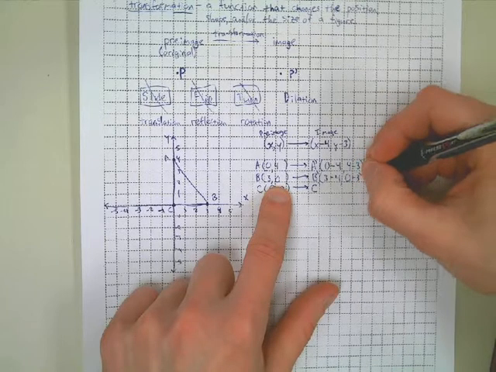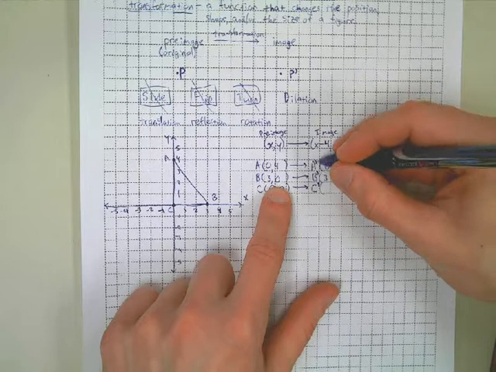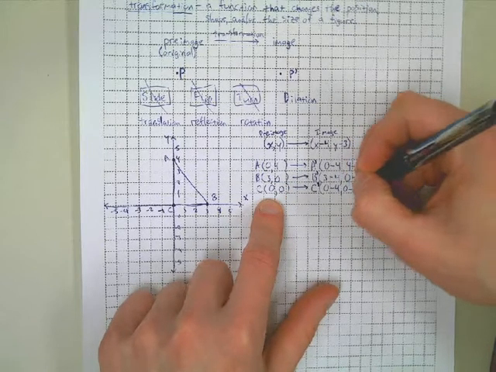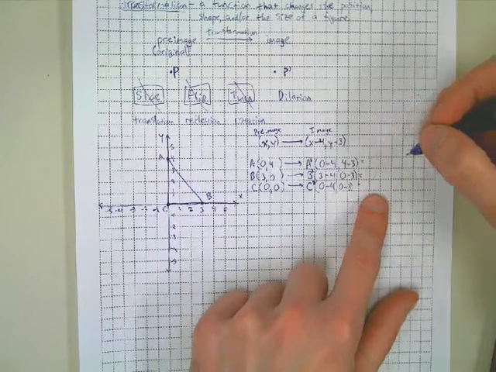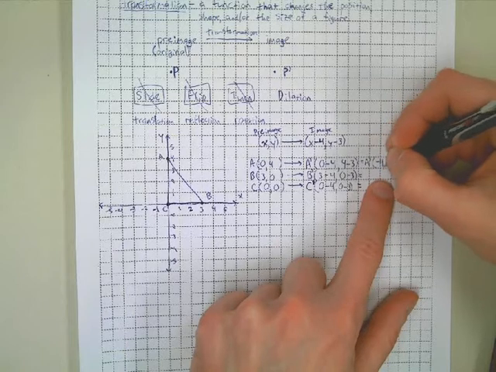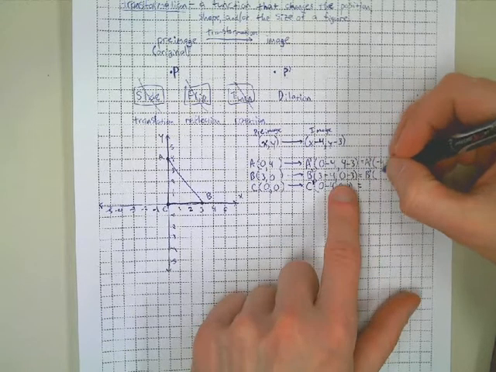Okay, and so I'm going to go ahead and just make sure we get those coordinates in there. So that means A prime is really negative 4, comma 1. B prime, when I do that math, 3 minus 4 is negative 1. 0 minus 3 is negative 3. And C prime is negative 4, comma negative 3.